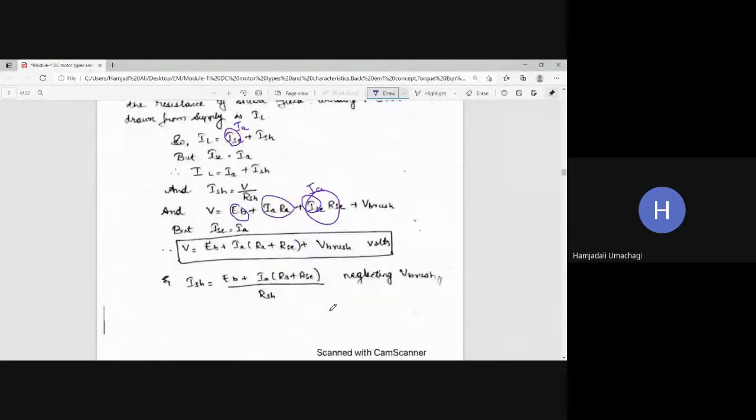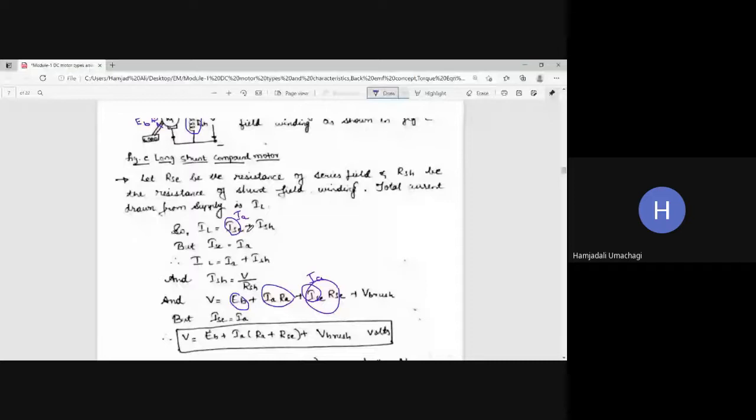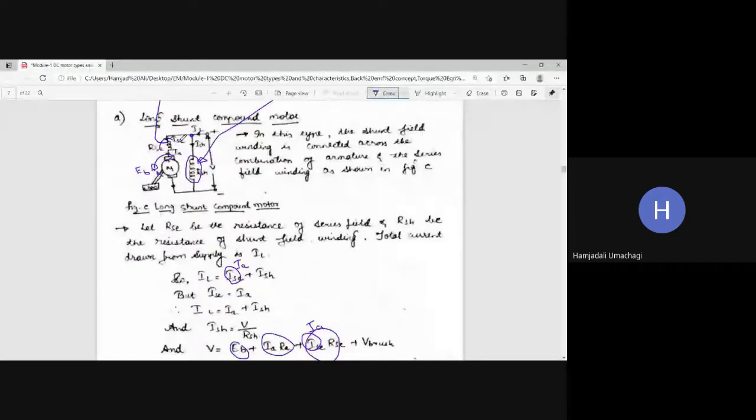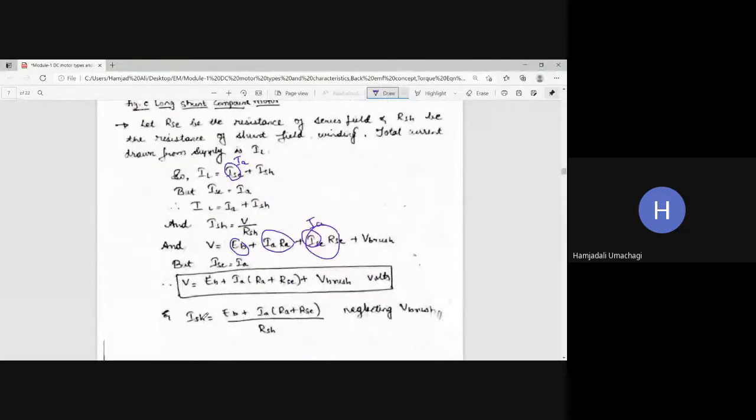And from the same equation, the other equation, one equation for ISH is what? V by RSH. On the same lines, by considering the first loop, if you want to write the equation for the field current, then ISH is equal to what? ISH is equal to EB plus I into (RA plus RSC) divided by RSH. Why? Because ISH is equal to V by RSH here.